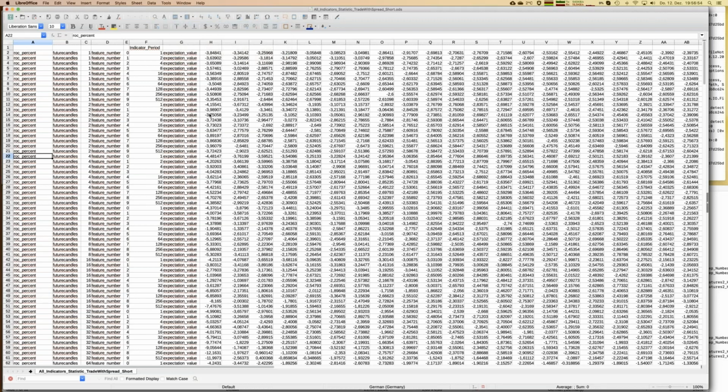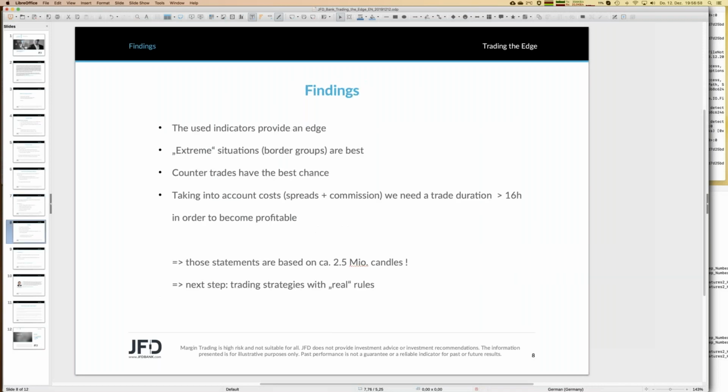So let me show you on one slide the findings, just doing that kind of statistical investigation here. And I think we can draw those kind of conclusions, like the used indicators here, they really provide an edge, not only for hit rate, even finally including costs. Very good to know. What we realized as well is the extreme situations. You remember the border groups, on the very left and the very right side. They always have the best results. So we always should focus on extreme situations.